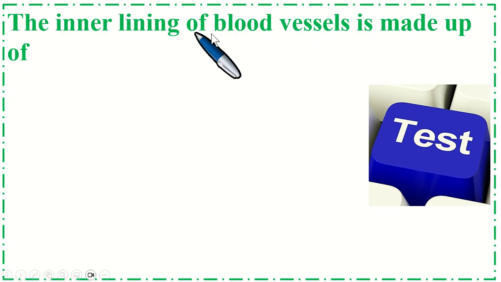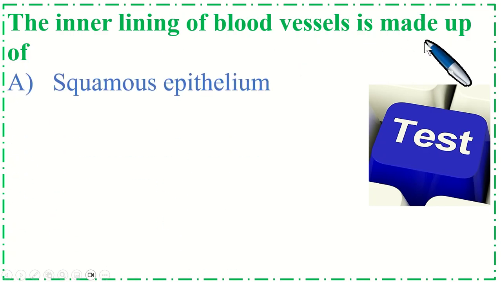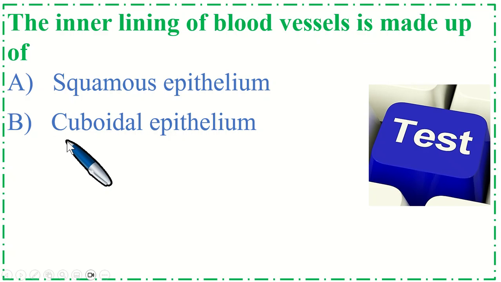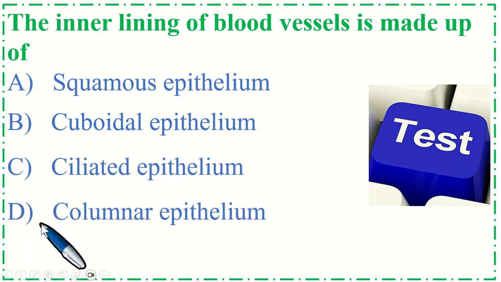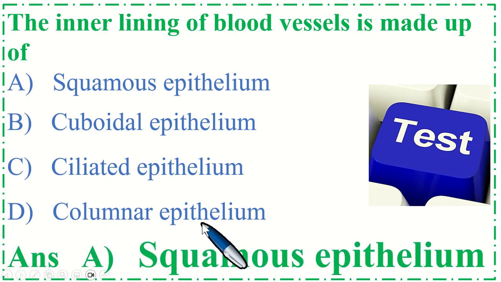The inner lining of blood vessels is made up of option A, squamous epithelium, B, cuboidal epithelium, C, ciliated epithelium, D, columnar epithelium. So the correct option is A, squamous epithelium.